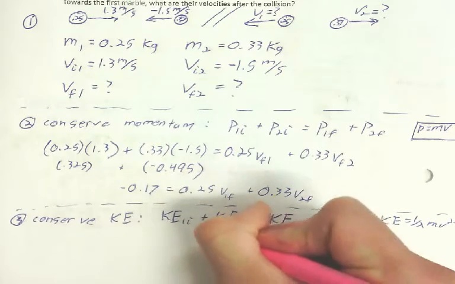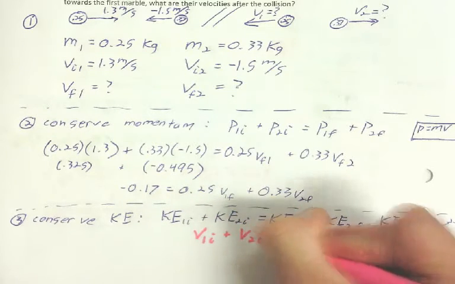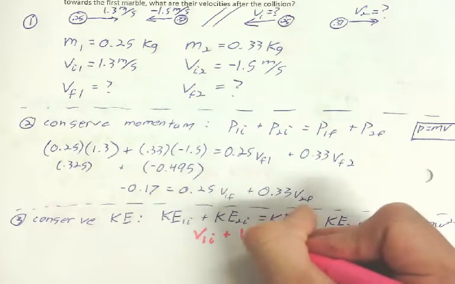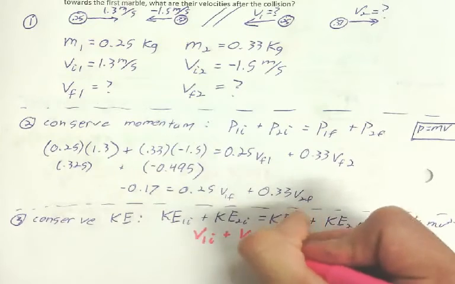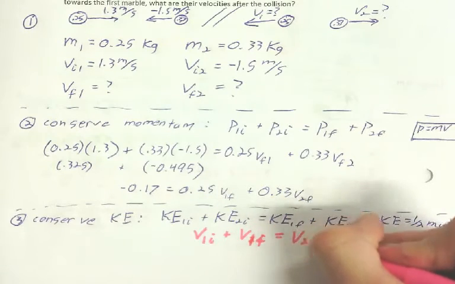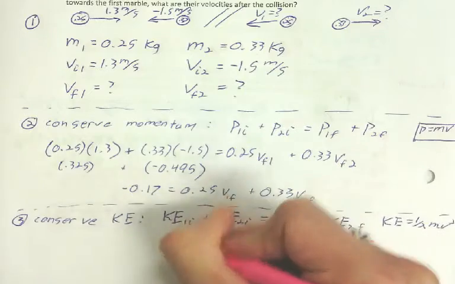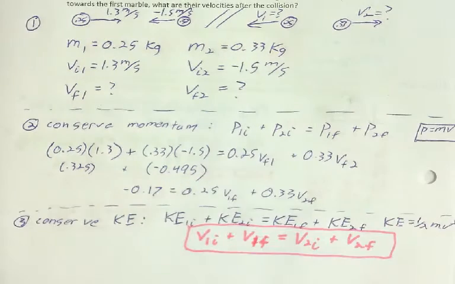V1 initial plus V1 final equals V2 initial plus V2 final. Oh, sorry, too many initials. V1 initial plus V1 final, V2 initial plus V2 final. That's it. That's the whole equation. See? Look how much better that is.